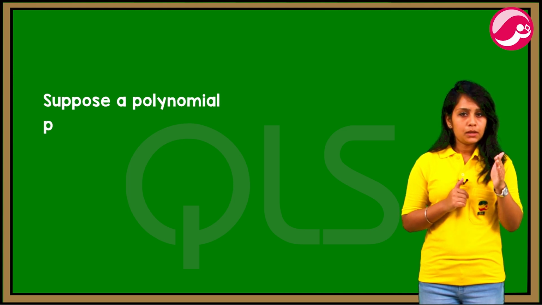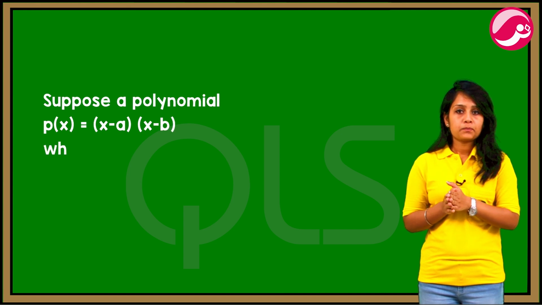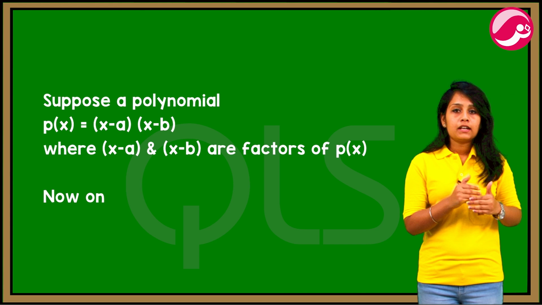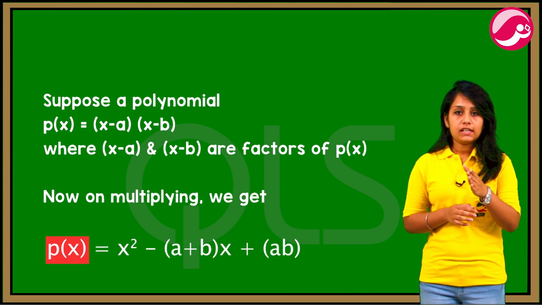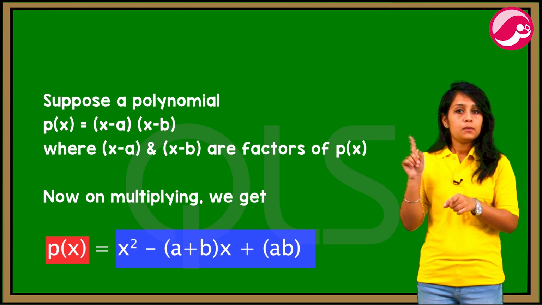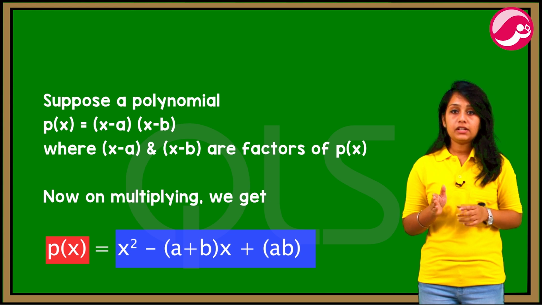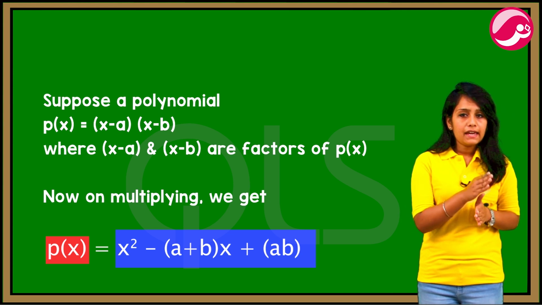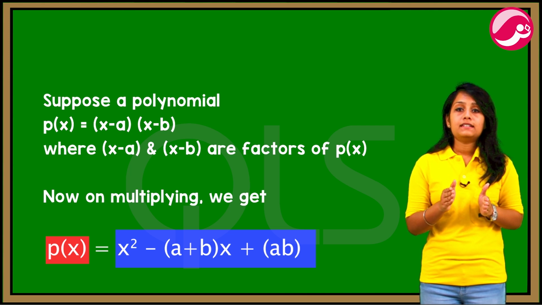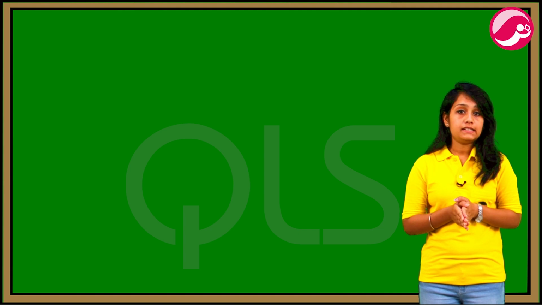Suppose a polynomial p of x is equal to x minus a into x minus b, where x minus a and x minus b are factors of p of x. Now on multiplying we get p of x equal to x square minus a plus b into x plus ab. Thus, for a quadratic polynomial having leading coefficient equal to 1, we need to find a and b such that the middle term can be expressed using them as well as the last term. But we cannot always factorize a polynomial this easily.